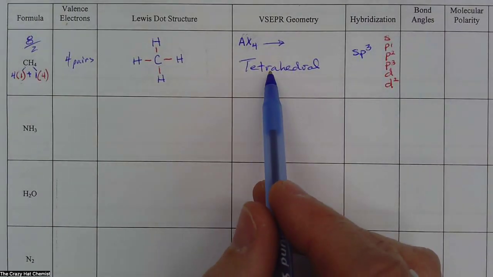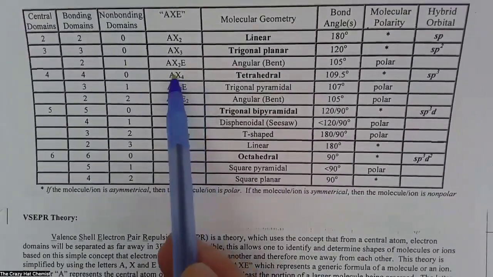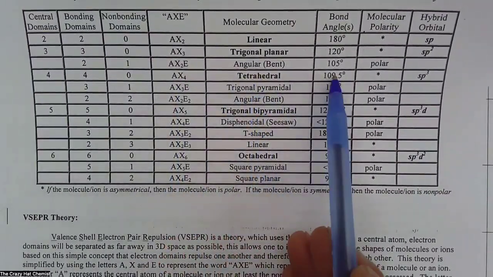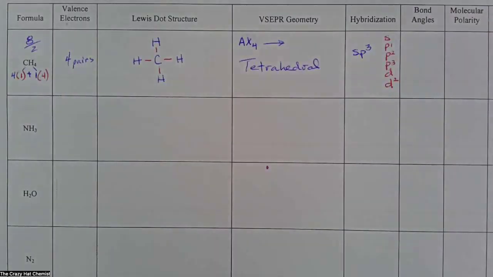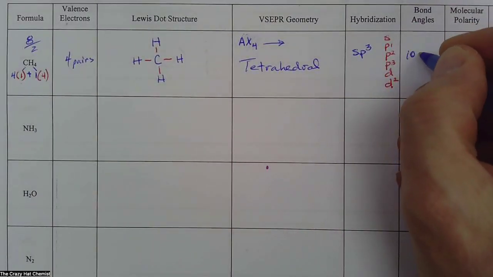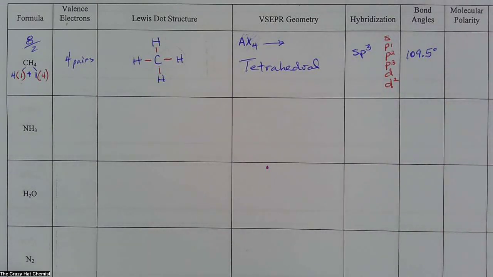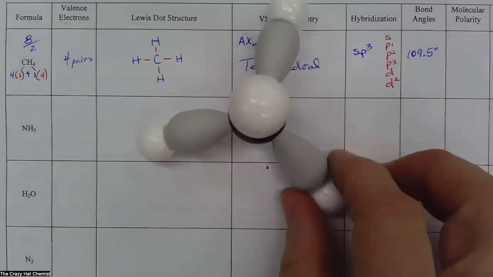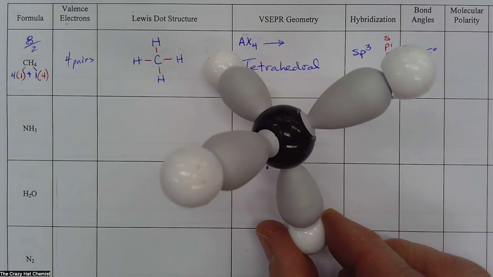Bond angle. So the bond angle for tetrahedral is the following. If it is AX4, that's tetrahedral, and the bond angle is 109.5 degrees. All right, now at this point in time, you are supposed to have a model kit. And with that model kit, you are supposed to build the model. So I've built the model here for you, and here it is. I'm going to turn this just a little bit so you can actually see it.